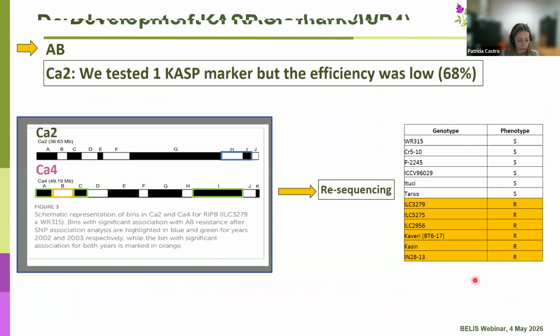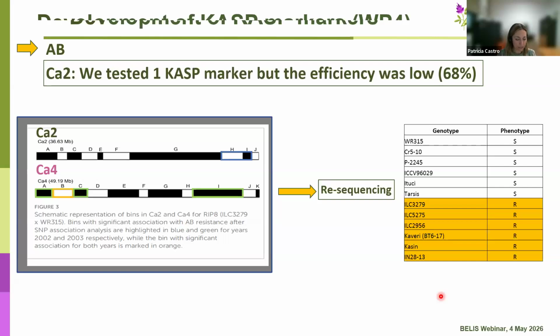So what are we doing now, and what are our current objectives regarding Ascochyta blight resistance? As mentioned before, Ascochyta blight is a complex trait. So although we already have some useful markers, our current goal is to continue developing additional markers targeting other genomic regions associated with resistance. In this way, we aim to better capture the underlying genetic architecture of the trait and also improve the effectiveness of marker-assisted selection.